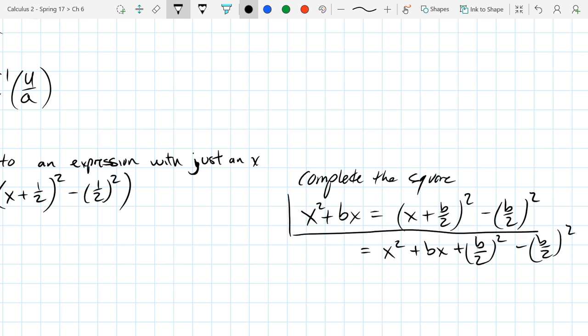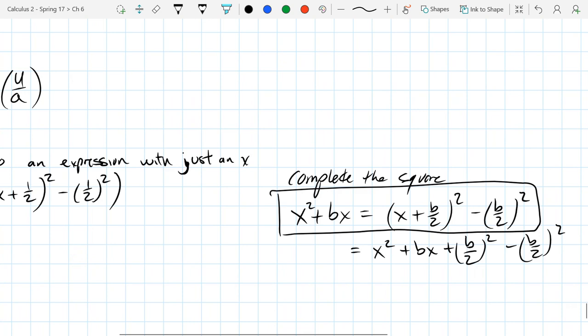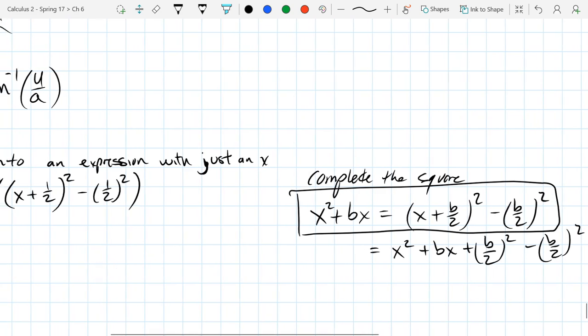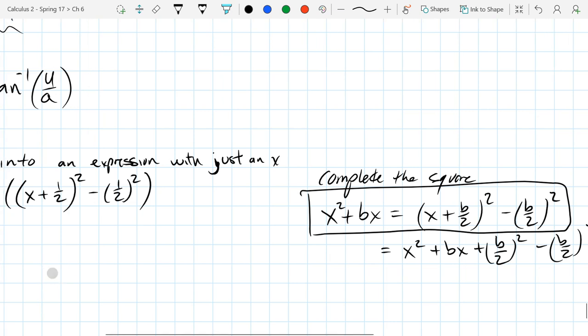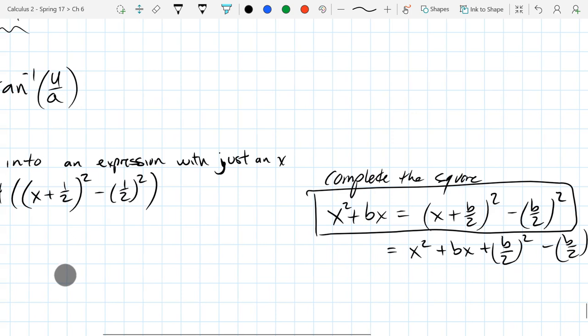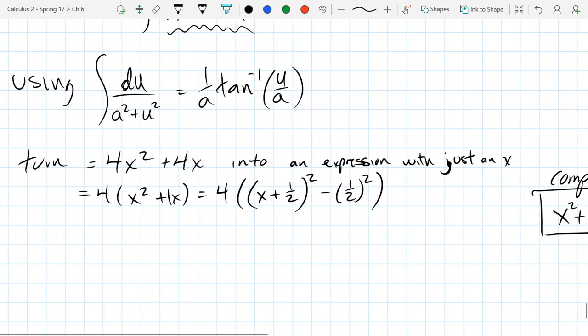That may need to go on your cheat sheet, depending on your algebra skills at this point, how long it's been since you had to complete the square. I know we did a lot in calc, pre-cal 1 and a little in calculus. So all I did was complete the square, except b was 1.